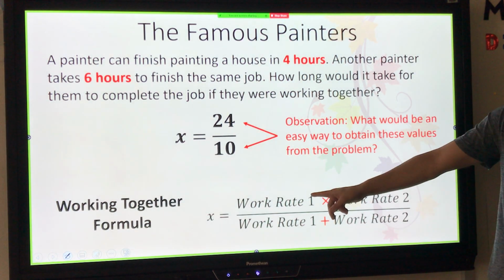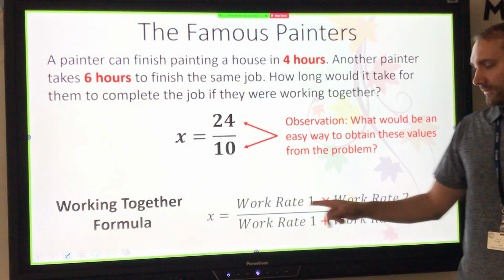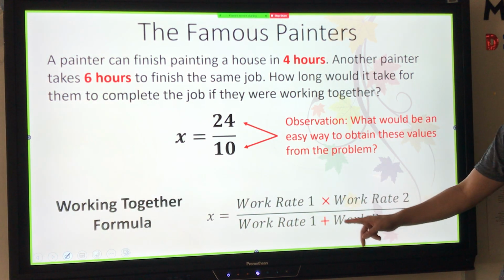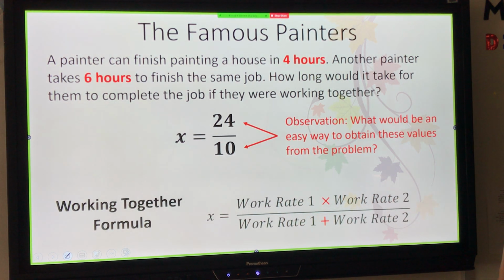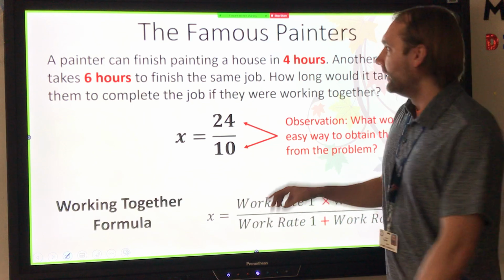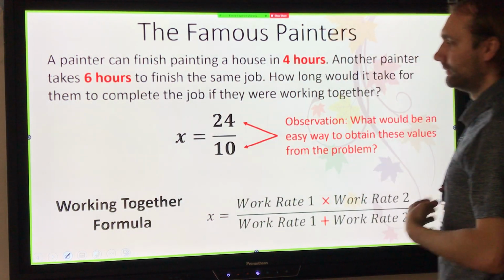Take your work rate, multiply by the work rate of the second one to get the numerator. Take your work rate, add it to the work rate of the second to get your denominator. That's it. So to solve these problems, working together, take your two work rates, multiply for the numerator, add for the denominator.